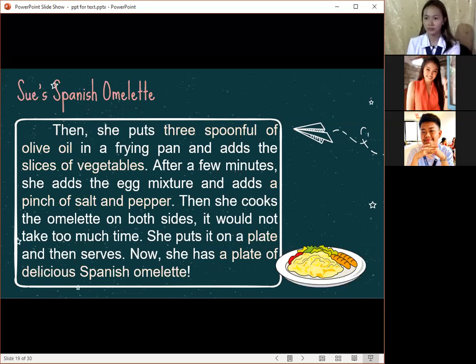It would not take too much time. She puts it on a plate and then serves. Now she has a plate of delicious Spanish omelette. Okay, so let's go back to the first paragraph so you guys can answer. I'm going to give you a minute or two. You just have to find the containers and quantities in the paragraphs, okay?